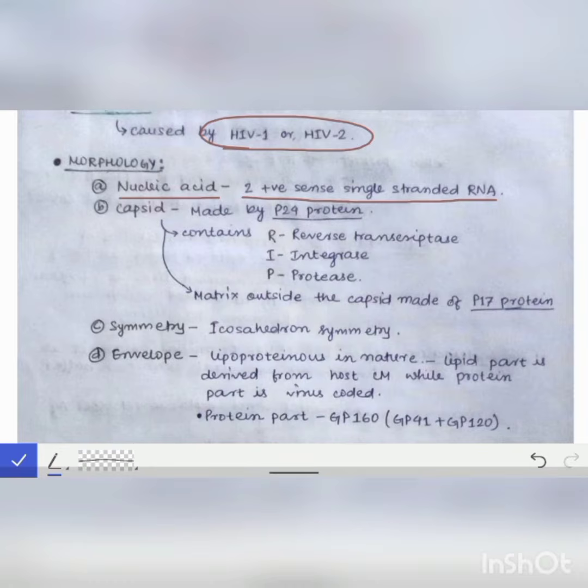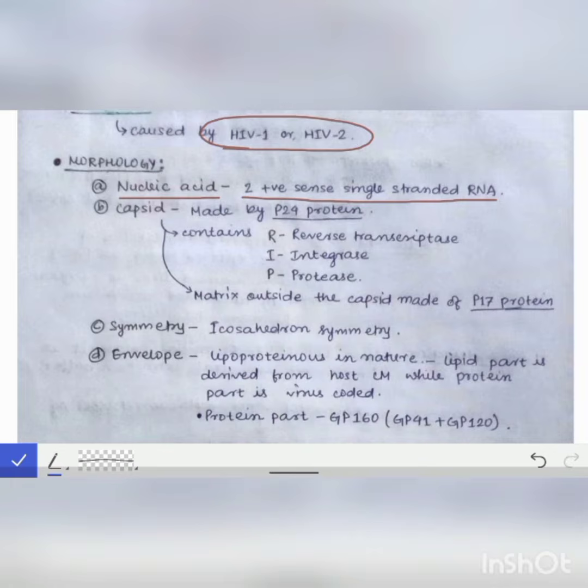Positive sense means those positive sense RNA can be directly reverse transcribed to DNA. But if it had been negative sense RNA, it would have first been converted to positive sense and then to DNA. So that's the difference between positive sense RNA and negative sense RNA: positive sense RNA can be directly reverse transcribed to DNA, but negative sense RNA has to be first converted to positive sense RNA and then to DNA.